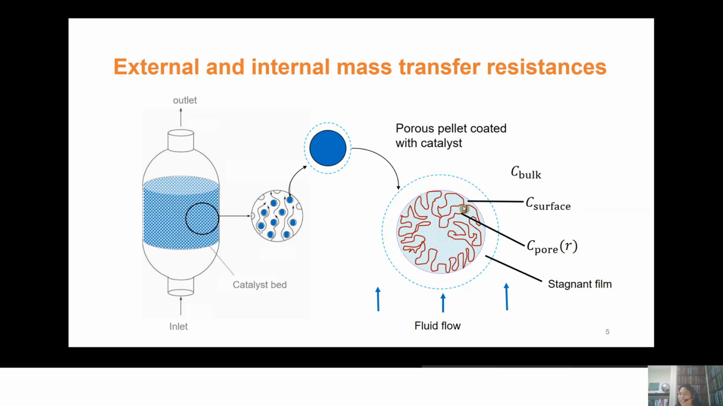And how do we model that internal diffusion? Inside the pore, there can only be diffusion, because the pore is very narrow.